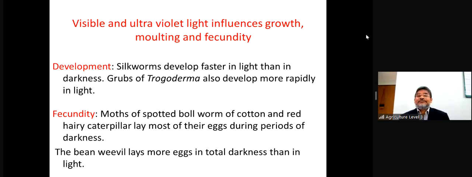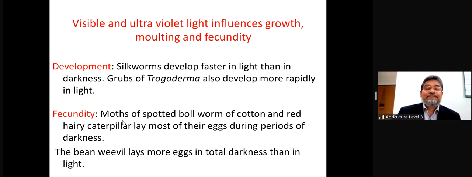Then another insect example is the grub of Trogoderma. Trogoderma is a beetle, and a grub is the immature stage of a Coleopteran insect. One example of a Coleopteran insect is Trogoderma granarium. In Bangla, we call it khapra beetle. Khapra beetle develops more rapidly in light. If light is there, then we see that this beetle grows very fast. So we see that not only the temperatures, not only the moistures, the light can influence the development. It can cause fast or slow growth of insects.